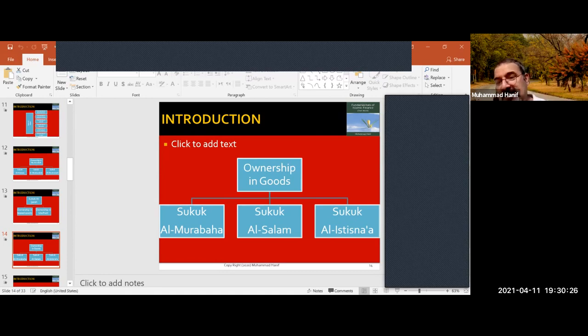Sukuk al Salam, Salam goods. Salam is another type of sale where you pay money in advance and the goods come later on. Usually it is recommended for agricultural commodities. Sukuk al Istisna: Istisna is used for goods that are manufactured, ordered to be manufactured. This is from Sanaya. So any of these types of sukuk, we call ownership in goods.